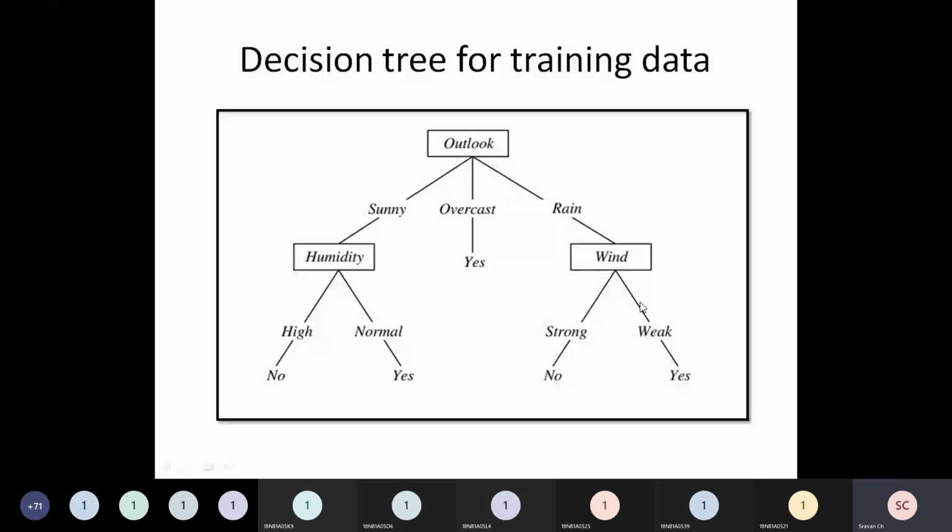So 2 children. Now, when Outlook is rainy and wind is strong, what is the outcome? In all such cases, the outcome was no. If Outlook is rainy and wind is weak, in all such cases, the output was yes. So I need not further continue this problem. I can write my decisions in the form of leaf nodes. So this was the entire process of constructing a decision tree.